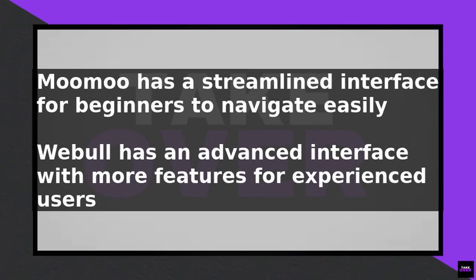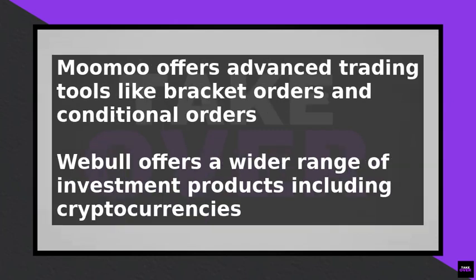However, Moomoo offers more advanced trading tools, such as bracket orders and conditional orders, which may be attractive to more experienced traders. Another key difference is the range of investment products offered. Webull offers a wider range of products, including cryptocurrencies, options, and ETFs, while Moomoo focuses primarily on stocks and options.